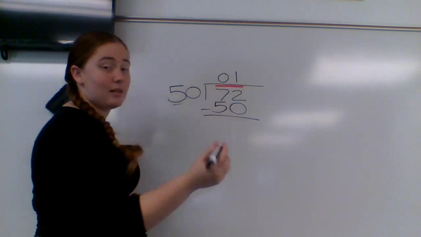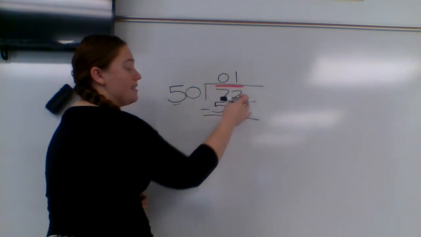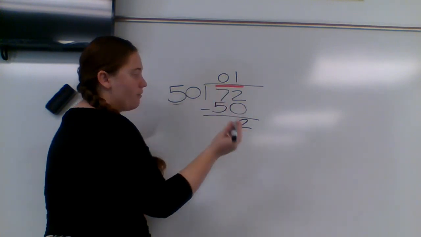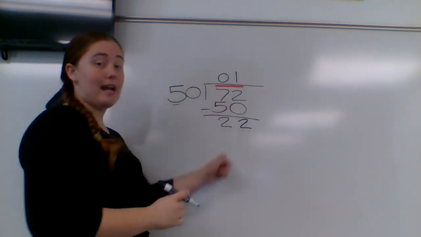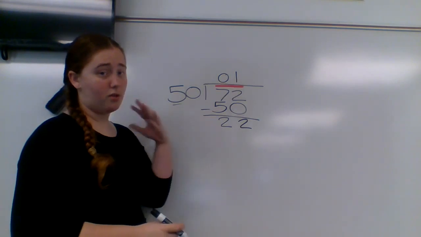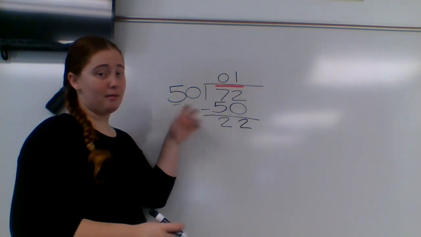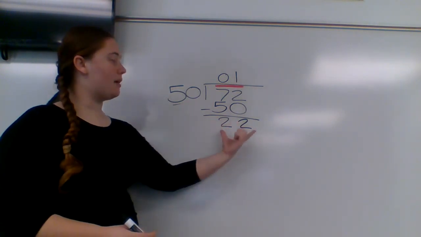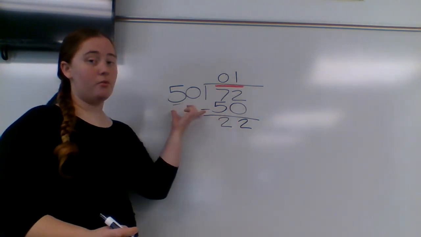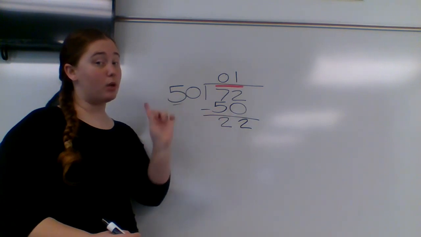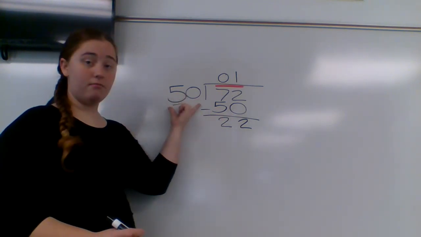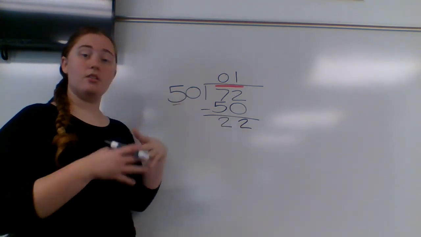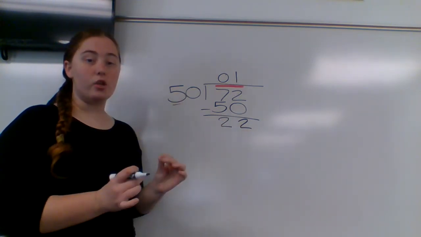I'm going to do my next step, which is to subtract. 2 minus 0, well, that's 2. And 7 minus 5, well, that's also 2. Now, I have a big number down here. Normally, if I have a number that big, it's not going to work. But I'm only comparing this 22 with this 50 up here. Is 22 smaller than 50? Yes, it is. So I'm going to say that my remainder is 22.